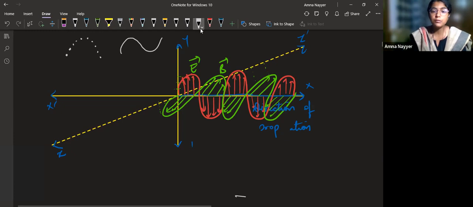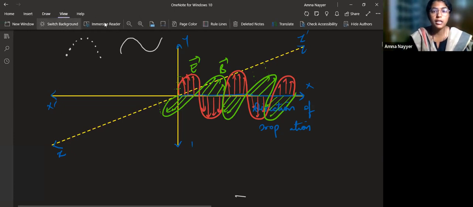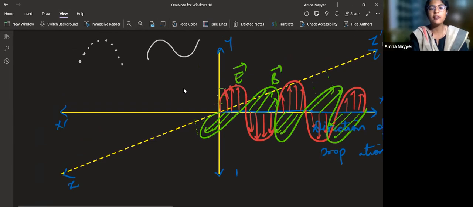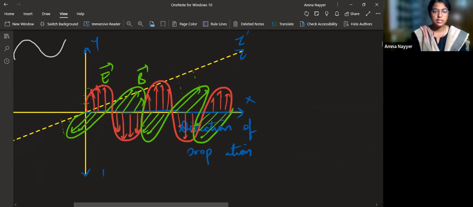This graph basically shows, look here carefully, that the electric field is lying along the y-axis. Can you notice? This red one is the electric field. Then you have the magnetic field, which is along the z-axis. Notice the points of this are lying along the z-axis. This is not along the x-axis or y-axis. It is along the z-axis.